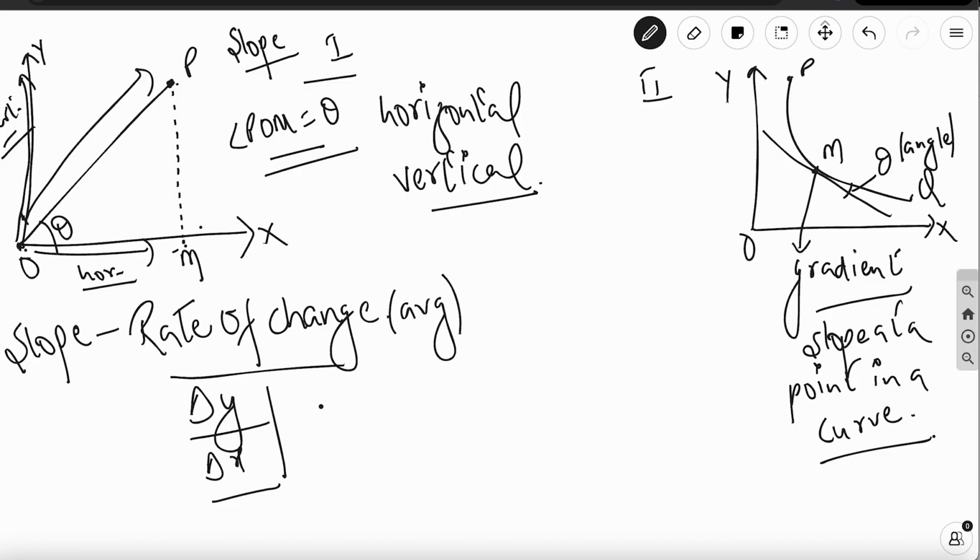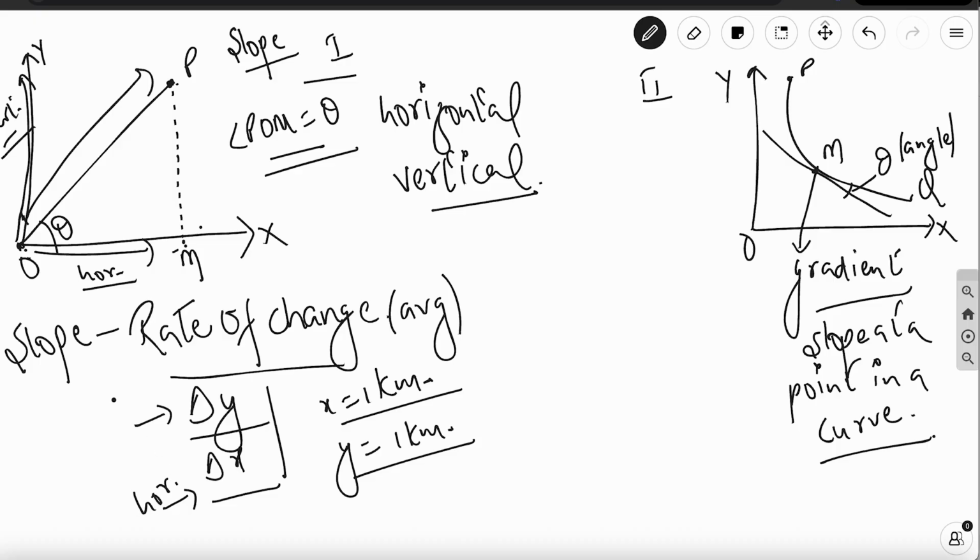So in case of an example, let's say when we say I have covered a distance of 1 kilometer, how much is my height increasing? I say my height has also increased by 1 kilometer. So this x represents horizontal change, y represents vertical change. This is horizontal change, this is vertical change. So this basically is a slope.